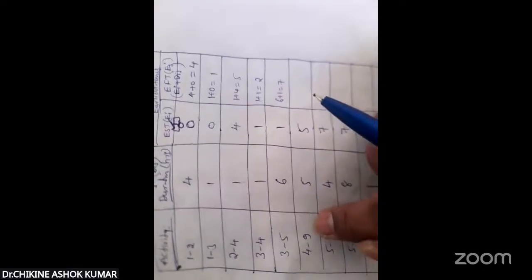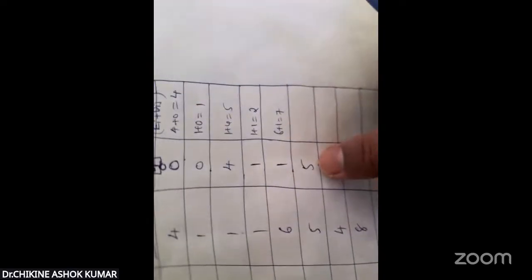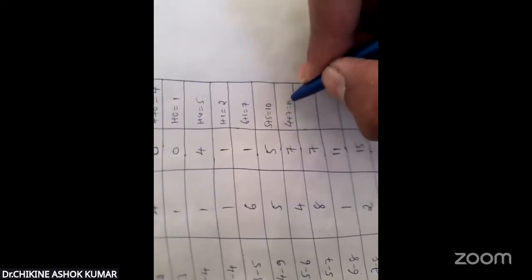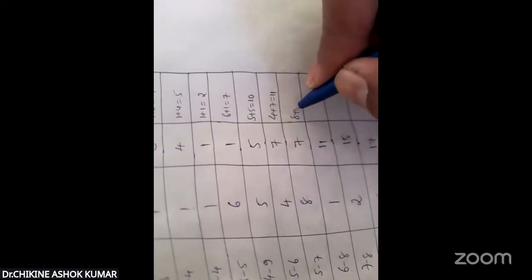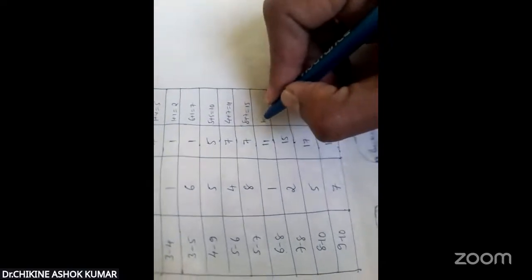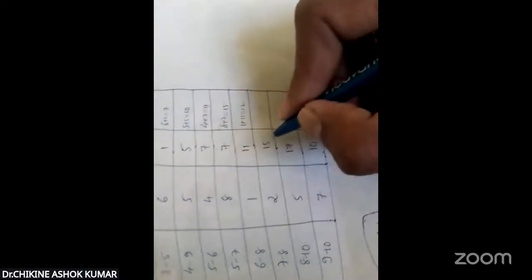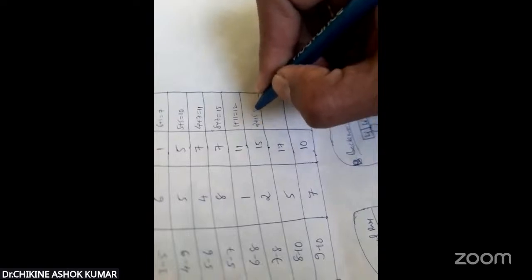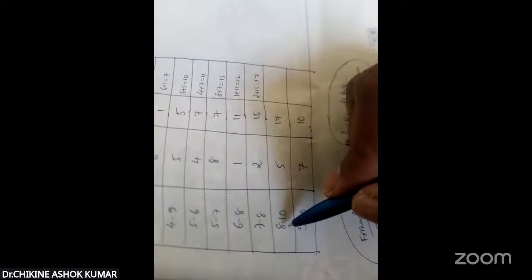And for 4 to 9, finishing this 4 to 9 activity, it takes a total of 5 hours duration of time. But what is the starting time? 5 hours. So 5 plus 5, 10. Next 4 plus 7, 11. 8 plus 7, 15. Next 1 plus 11, 12. 2 plus 15. This is 17.